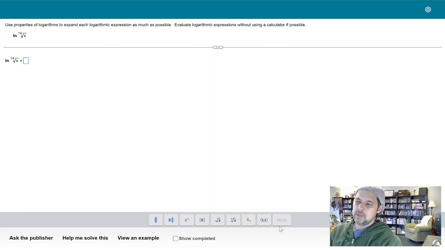Greetings, everybody. So a student just sent me this question. They're having trouble. I'm not sure if it was with solving this or with entering the answer, but let's go ahead and talk about both of them.